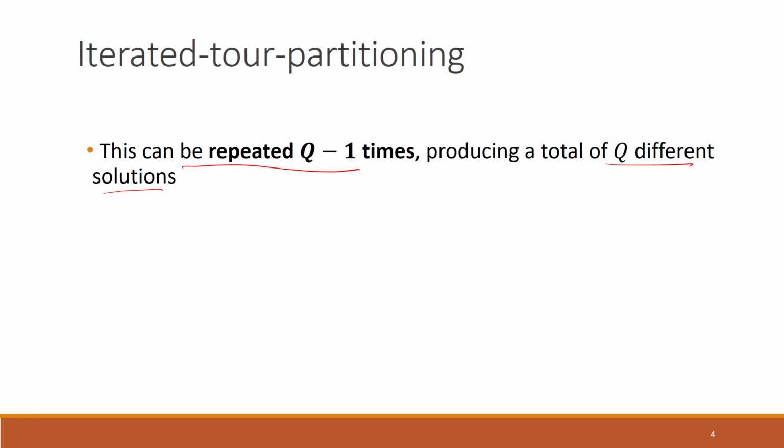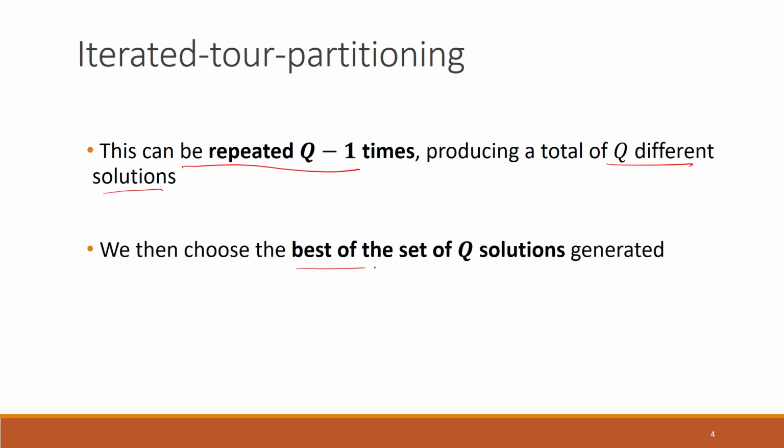So, q was equal to 2 in that example. We saw that there were 2 solutions that we finally obtained, and then we choose the best of the set of q solutions that are generated. Out of the 2 solutions that were generated, we find the solution that has the least length of all of the tours.